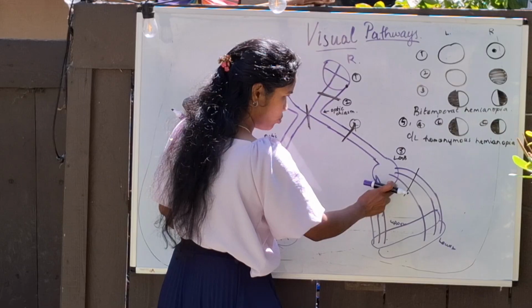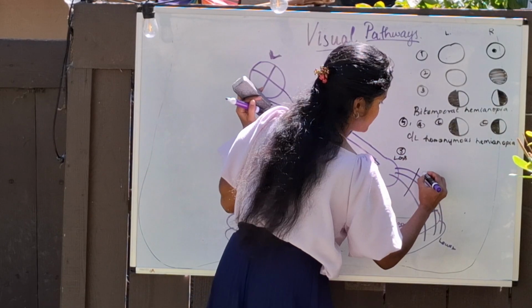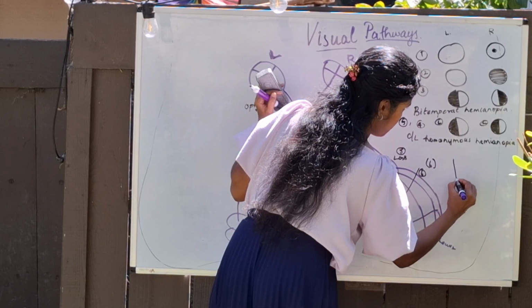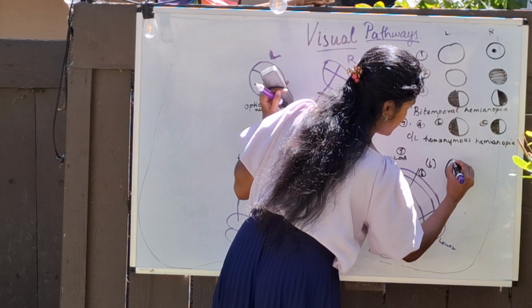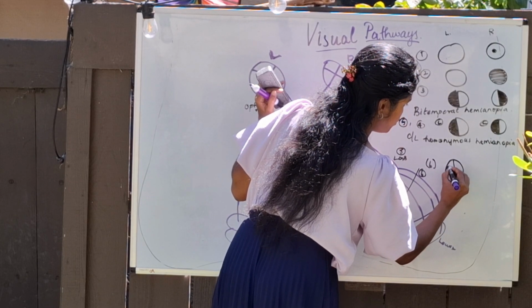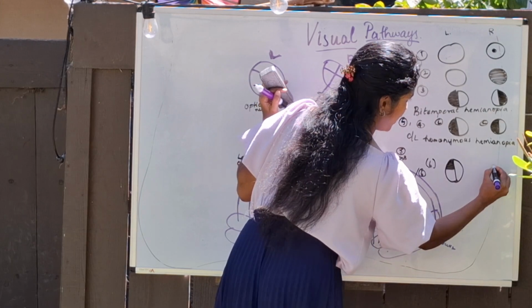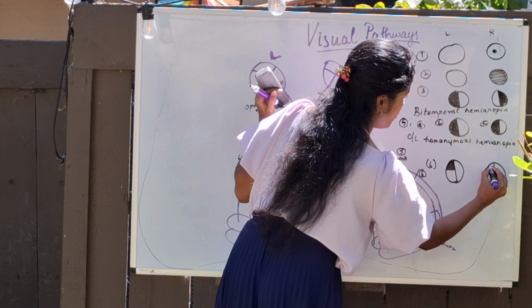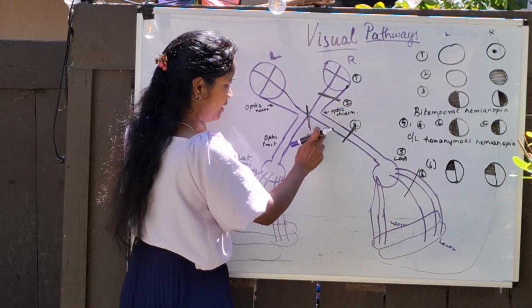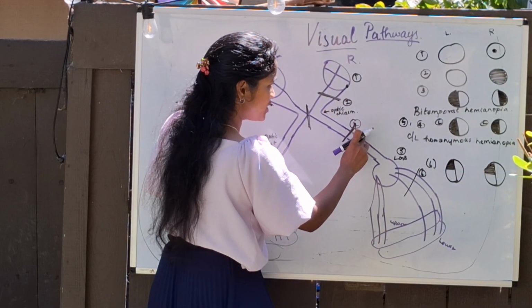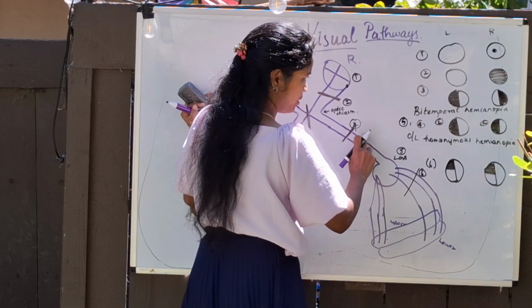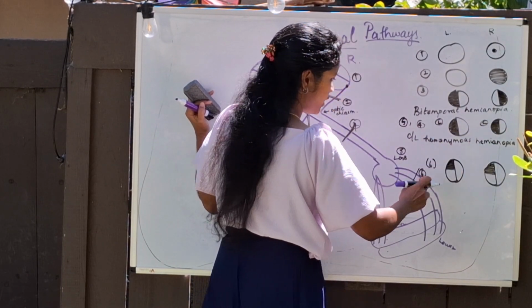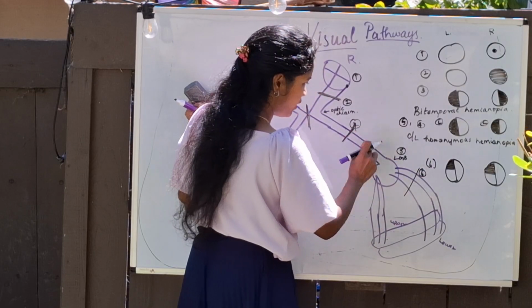Now what about a defect in the superior radiation? When there is a defect in the superior radiation, we call this 6. The superior part is damaged, so the superior visual field is lost. And similarly here the superior visual field is lost. How do I tell this? See, when the optic tract is damaged, it is responsible for causing this contralateral homonymous hemianopia.